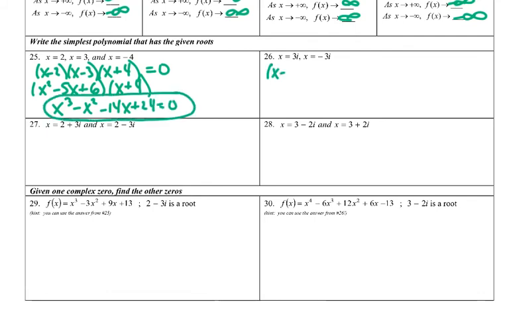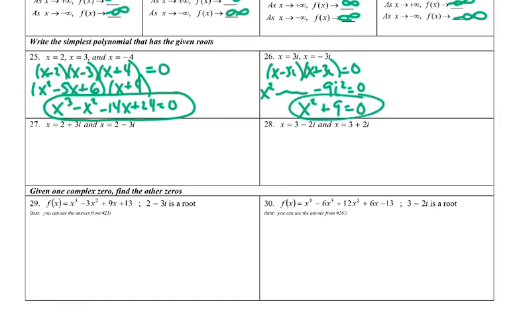3i, negative 3i. We've done this question so many times. We did it back in quadratics, but people still get it wrong. X squared, outers and inners drop out, minus 9i squared. X squared minus 9i squared is the same thing as positive 9.